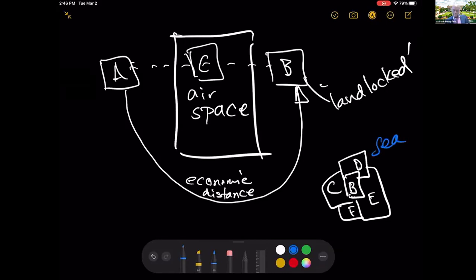So if you have a friendly relationship with country E, then you can get your goods here to one of the ports. And then from there, you can get your goods to country B. But it's landlocked, so you're at kind of a disadvantage because now you have to go through another country, or you have to fly over a country. And in this case, country C, we were not on good terms, and so that was a drawback.